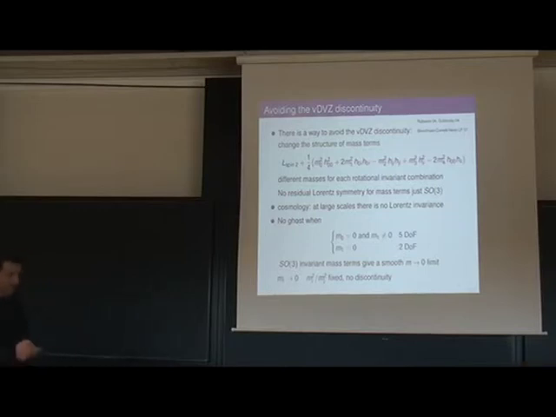Sorry, can I ask something? Sure. You're saying that in cosmology you don't need Lorentz symmetry, right? But already in cosmology you somehow have to align the preferred frame with the cosmic frame. So that will introduce a sort of naturalness issue if you just assume that they are aligned.